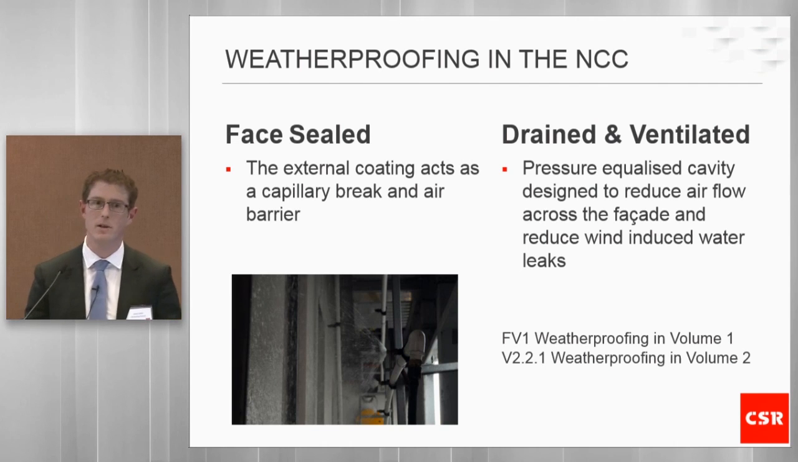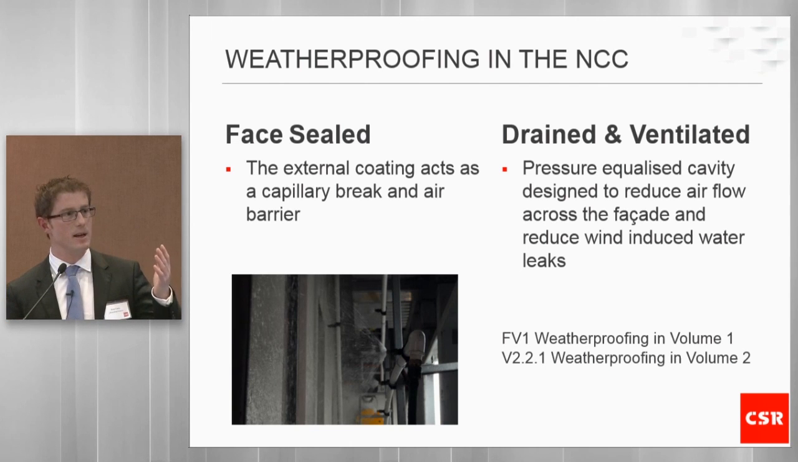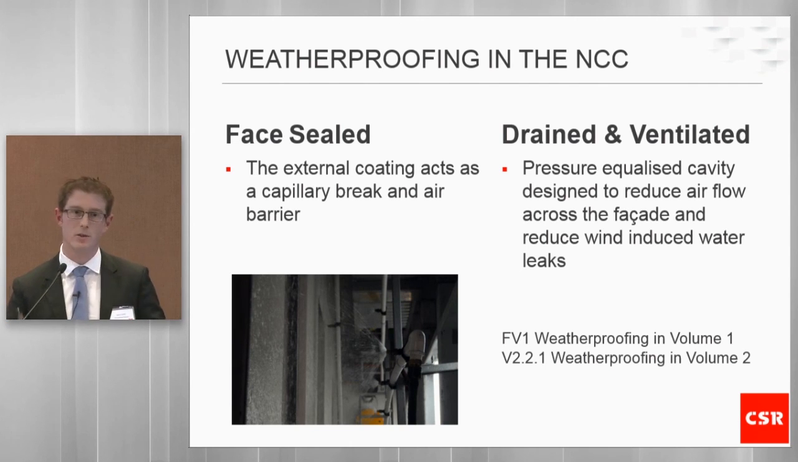So the face-sealed approach is all about using the external render coat or external layer on the outside of the cladding to maintain a waterproof and airtight barrier. And it requires that all windows and doors be well sealed around those openings. Then if we go to the drained and ventilated approach, I'm going to speak a bit more about this because this relies heavily on cavities to achieve its waterproofing. And it's commonly referred to as a pressure equalised cavity system.